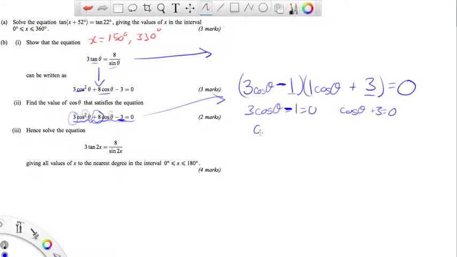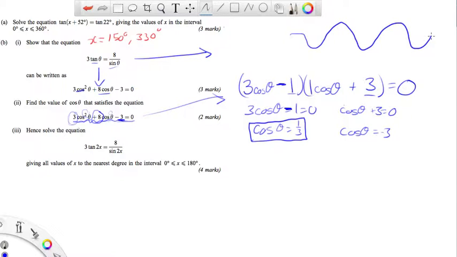So I actually get two values here. Cosine of theta is equal to 1/3, and cosine theta is equal to negative 3. Here's where your brain is important, because cosine theta equals 1/3, that's fine, that's great, that's the answer. However, cosine theta equals negative 3. Remember what the cosine wave looks like. The peak is always at positive 1, and the minimum there is always at negative 1.